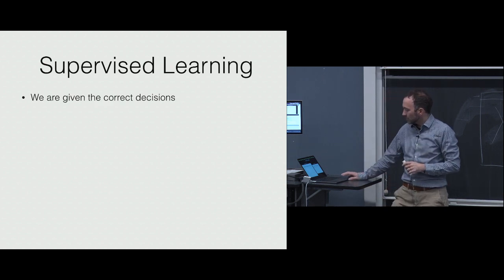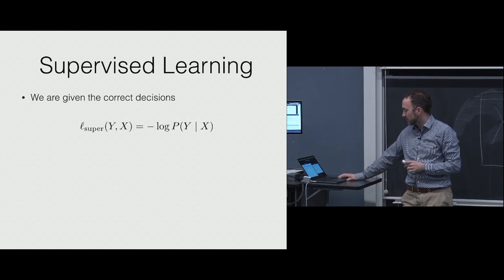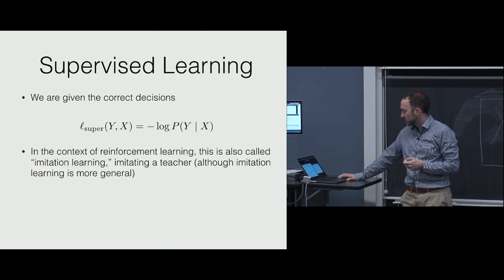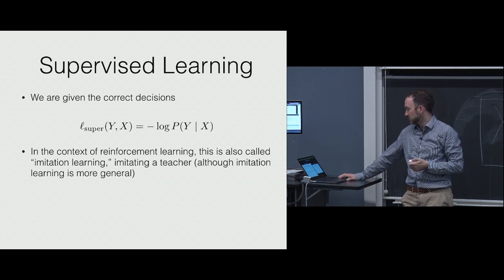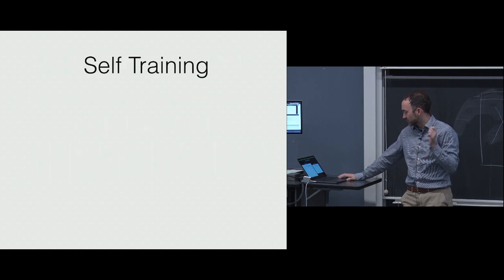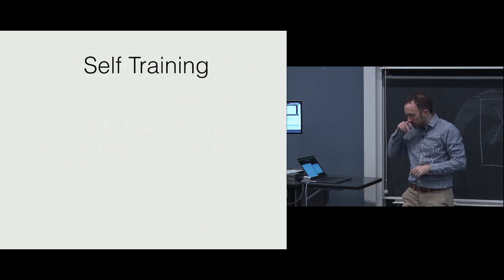So in supervised learning, you're given the correct decisions. And very often we optimize the log probability of the correct outputs. In the context of reinforcement learning, this is also called imitation learning. So you have a teacher, and you try to mimic the actions of the teacher. Hence also the name teacher forcing.